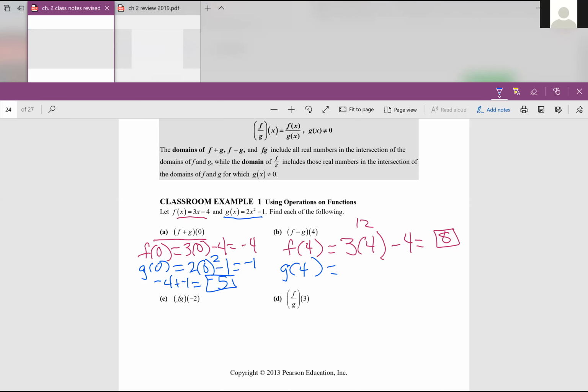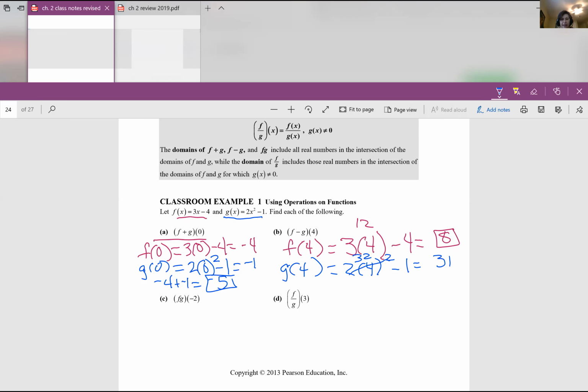All right, good. Because I'm going to plug in 4 for x and then clean up using order of operations. So what gets squared? Just the 4, right? And 4 squared is 16. 16 times 2 is 32, and 32 minus 1 is 31.